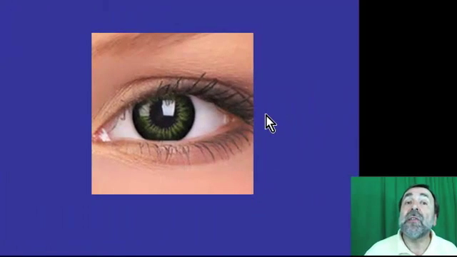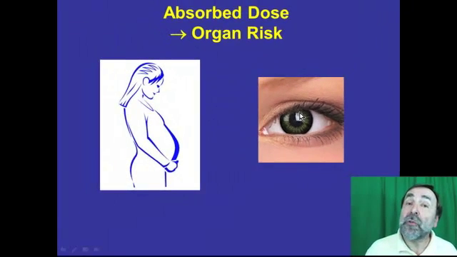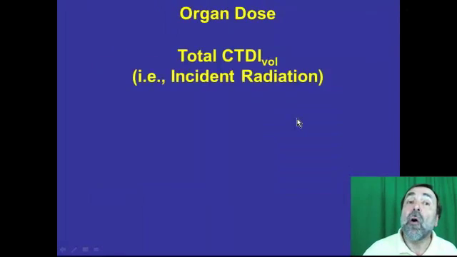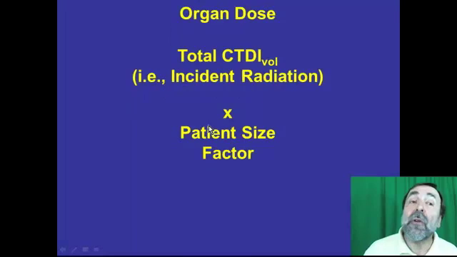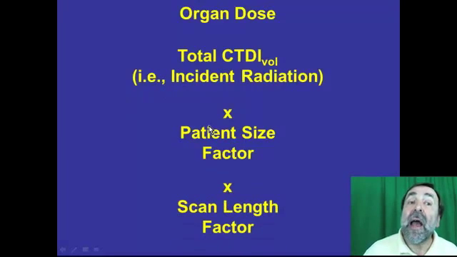In a head CT scan, you might be interested in the eye lens dose. And you're interested in organ doses because they help you to predict the corresponding organ risk. To obtain an organ dose, you must take into account how much radiation you're using. That's the total CTDI, which relates to the incident radiation. You take into account a patient size factor, and a scan length factor that tells you how much of the organ was actually irradiated.